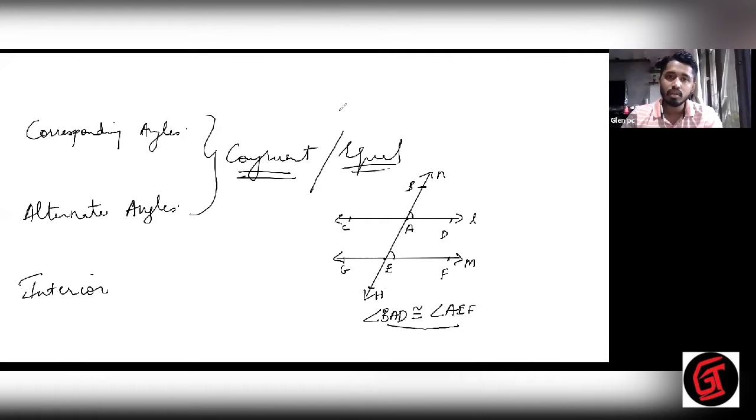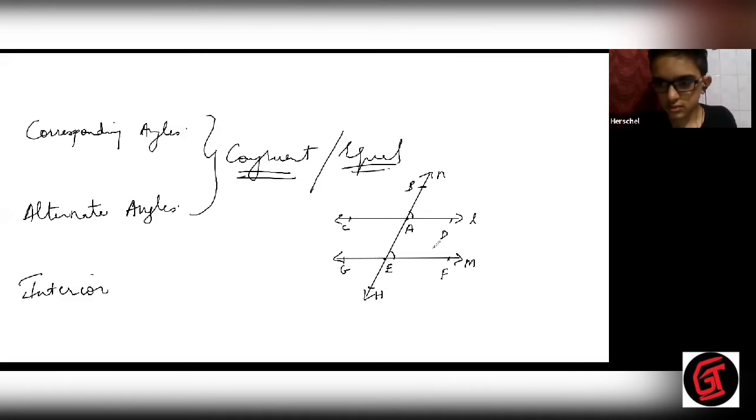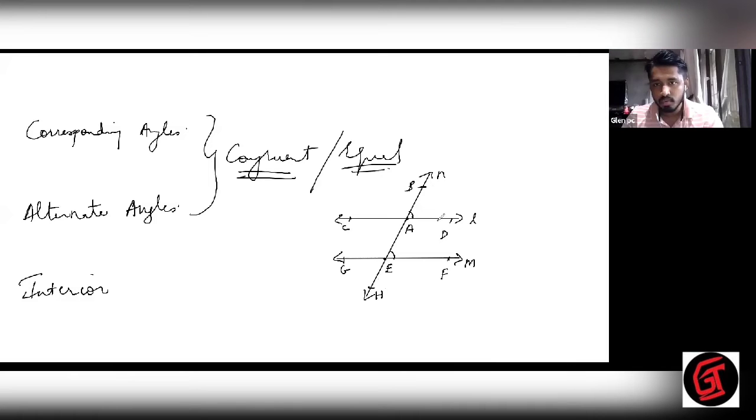Let's see something about the next part, that is alternate angles. Herschel, what did I say, which formation do alternate angles make? Z formation. Very good. So Z formation here is what? Here angle DAE and angle AEG. So angle DAE is congruent to angle AEG. This is one alternate angle, this is the other. The alternate angles pair is also said to be either congruent or equal.